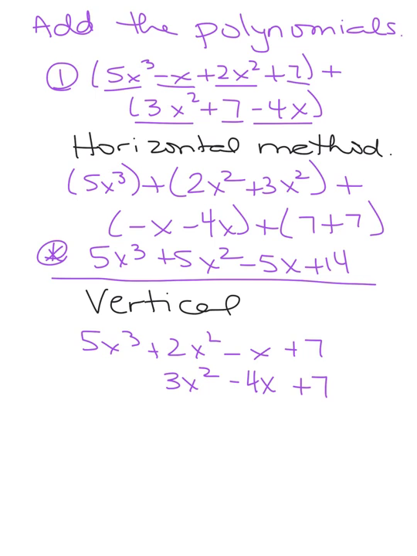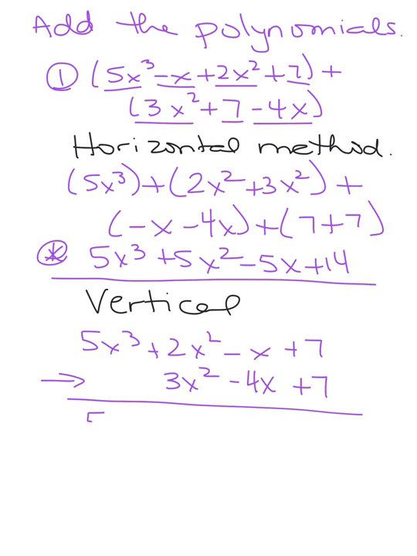Notice I don't have any x to the 3rd, so I just leave that blank. And then that can happen in any term. In the middle of the polynomial, at the end, at the beginning, so you always just line up your like terms. Now I actually like the vertical method because I think it's easier for me visually because I'm taking the time to line them up in columns.